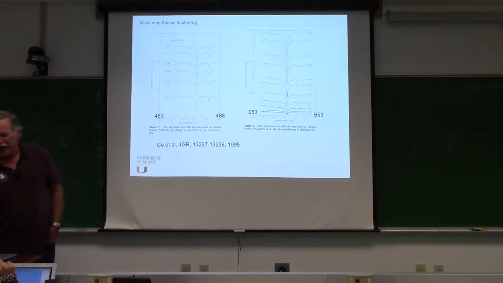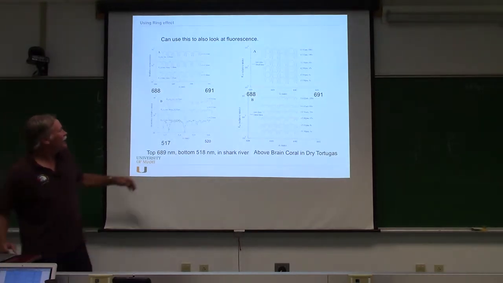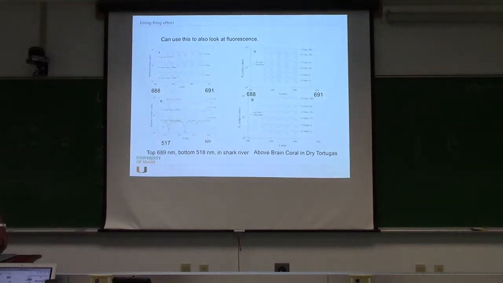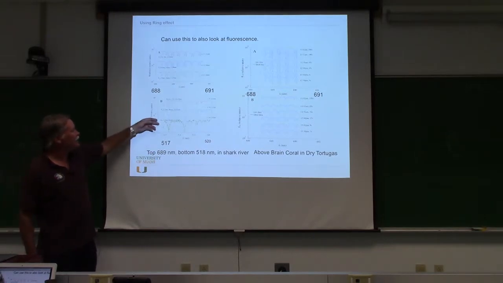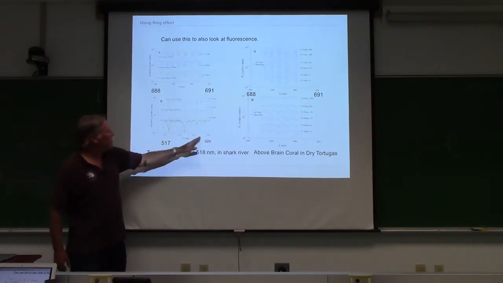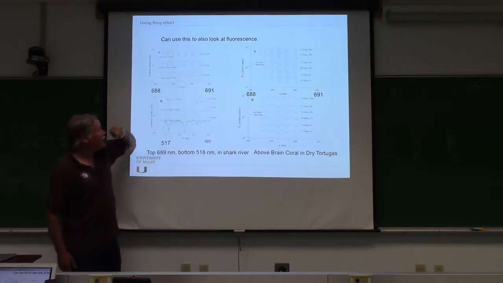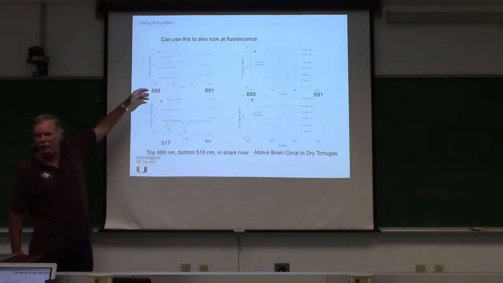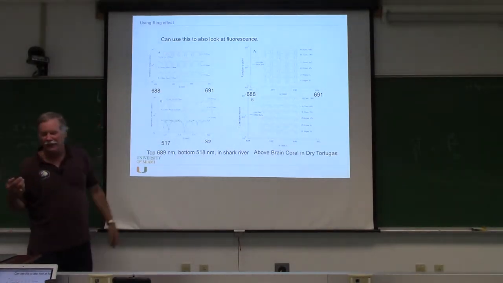You can also use this to look at blasting. Okay, so the top graph is 689 nanometers, the bottom is 518 nanometers. So this is a Fraunhofer line in the 518, this is a Fraunhofer line in the 690 nanometers section. This is done in the Shark River, which is a river in South Florida.